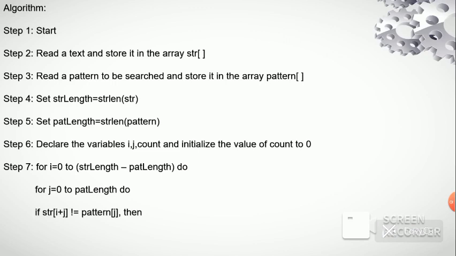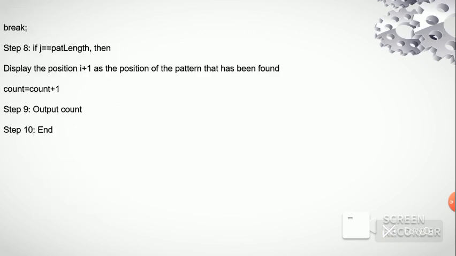Initialize count to 0. The count variable will keep track of the number of times the pattern is found in the text. Step 7, loop through the text for i equal to 0 to string length minus pattern length. For each position i in the text from 0 to string length minus pattern length, perform the following steps. For j equal to 0 to pattern length, for each position j in the pattern, compare the character at text i plus j with pattern j. If text i plus j is not equal to pattern j, we will be using a break statement, that is, break out of the inner loop as the pattern does not match the text at this position.